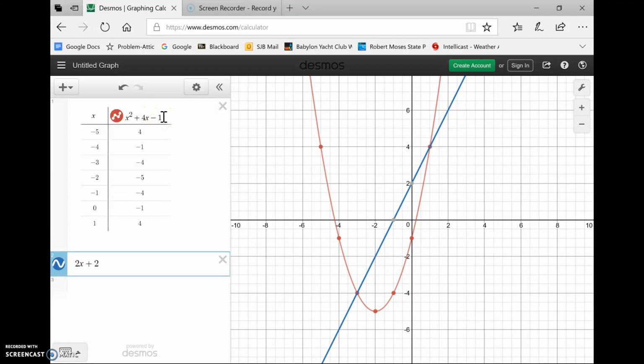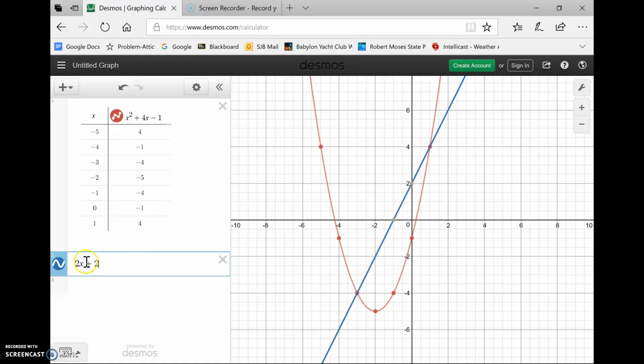You may have to move around your table a little bit. Remember, you look for where the pattern starts to change. That's going to be your vertex. And then I like to do as many points to the right, as many points to the left, as I could fit on a typical 10 by 10 graph. And then I typed in the linear equation too, 2x plus 2, just to see. So right now I could already see where the points of intersection are.